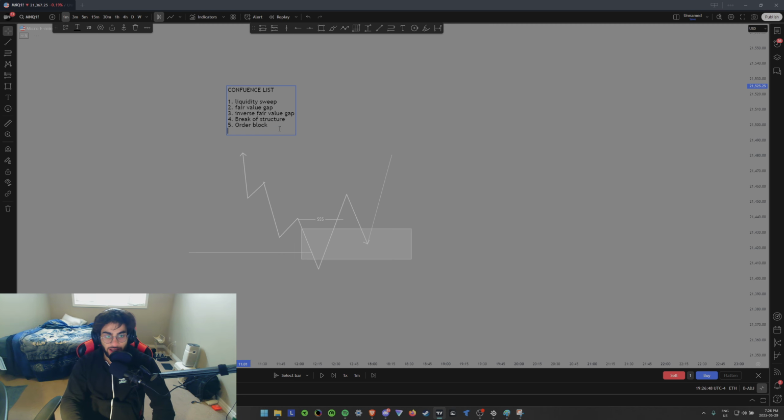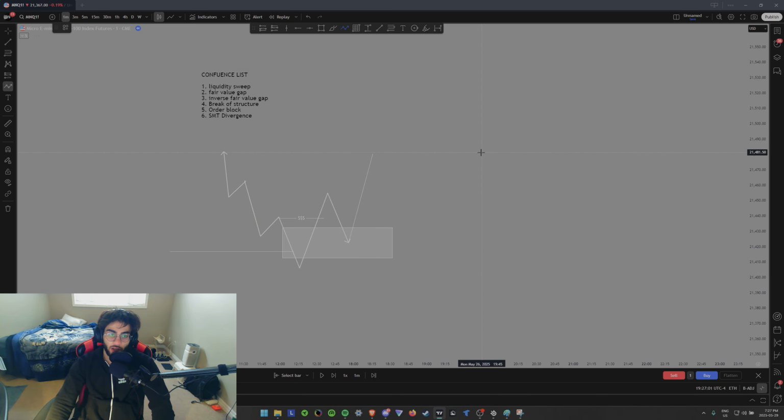Okay, what do we have next? SMT. We usually call it SMT divergence, but people just like the short form version. What is an SMT? Let's just say this whole entire thing is NQ, and this is what ES looks like. Let's say we have the same drawn liquidity. It doesn't get taken out, but it gets taken out on NQ. That's an SMT divergence.